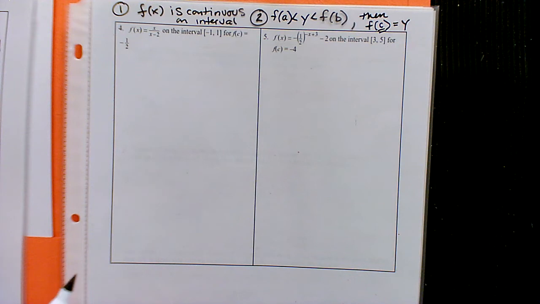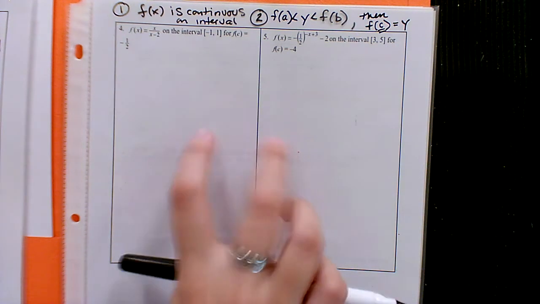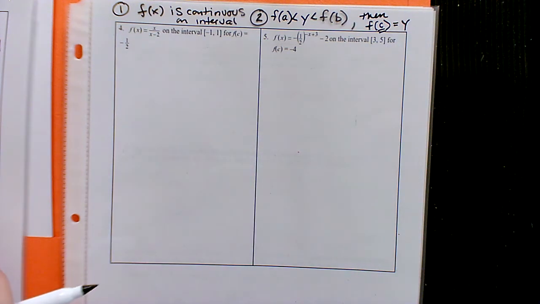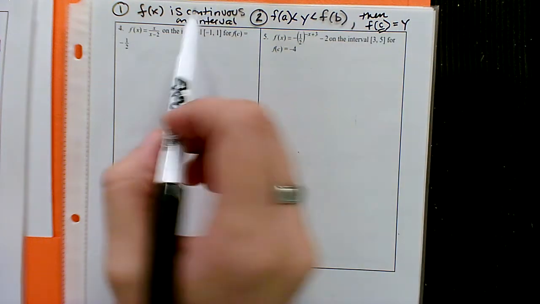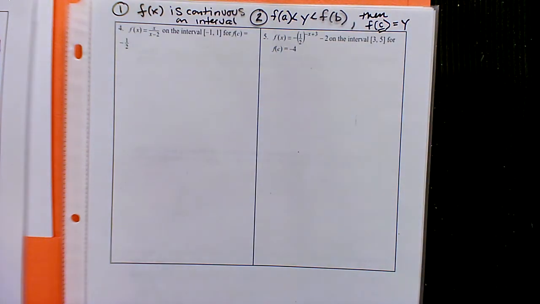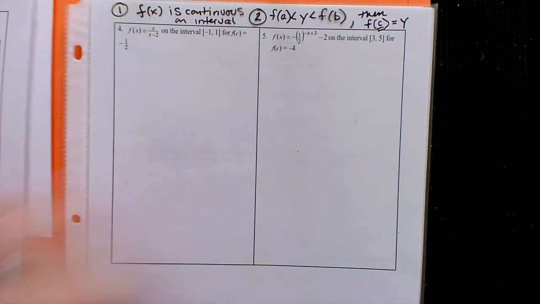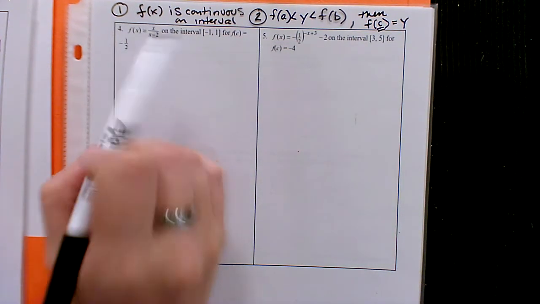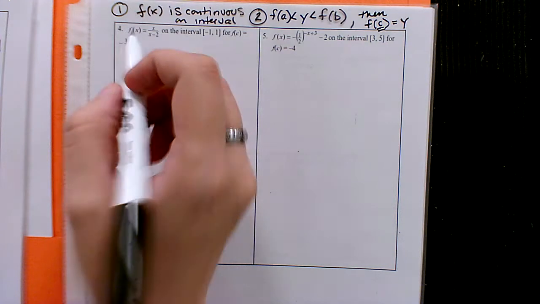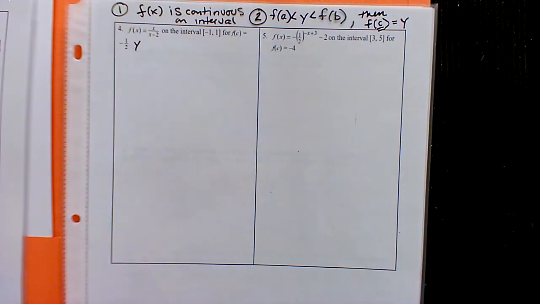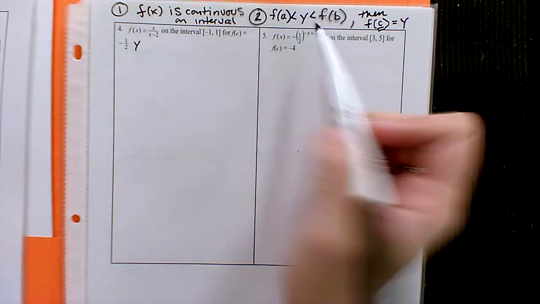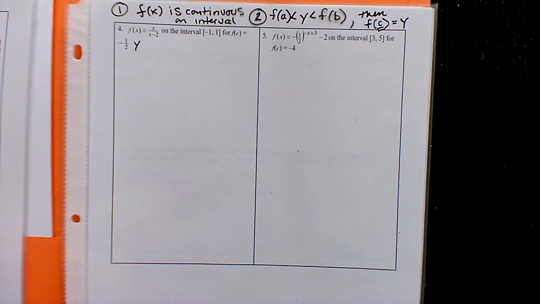That's what we did in the last example from yesterday, and we're going to pick up with these two from today. So before we even jump to this conclusion, we have to make sure the hypothesis, or if statements, are true. So let's take a look at number 4. They give us the function, they give us the interval, and they give us that y value that we're trying to see is in between the y values from the endpoints.